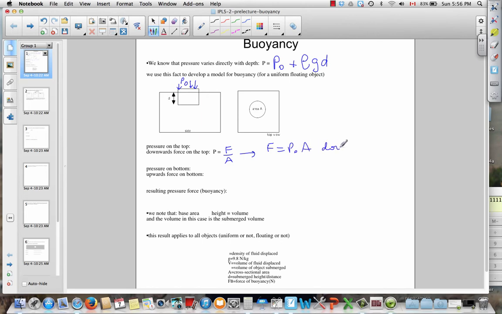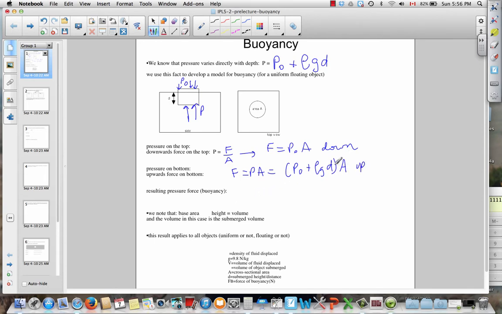So that's directed downwards. Now, because we're at depth D in the fluid, the pressure will be greater on the bottom, and we'll call that pressure P. It's still true that a force is going to be a pressure times an area. However, the pressure in this case is given by the expression at the top of the page and is a little bit greater. And this is upwards.